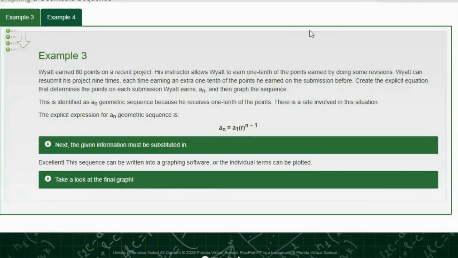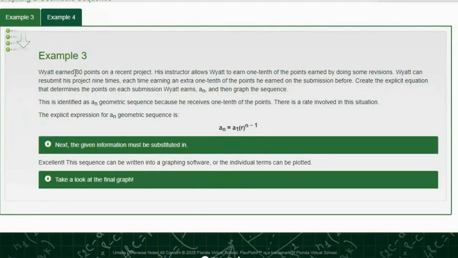All right, let's look at geometric. So geometric is using a sub n equals a sub 1 times r^(n minus 1). N minus 1, I'll put parentheses up there.